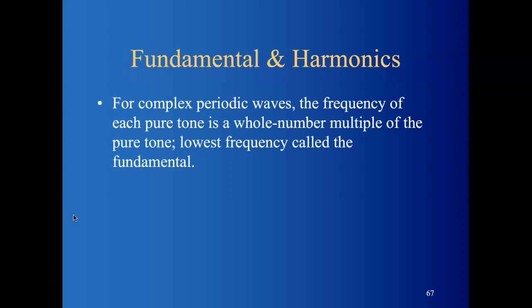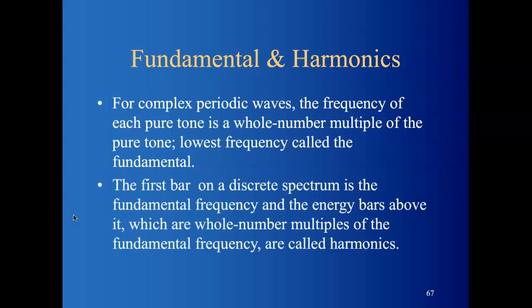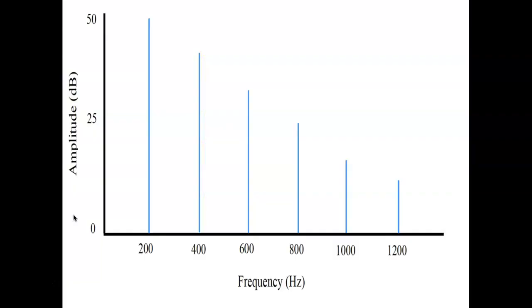So for complex periodic sounds, the frequency of each pure tone is a whole number multiple of the fundamental. The lowest frequency in a signal is called the fundamental frequency, or first harmonic, right? And we talked about this, I believe, on the first day. So the first bar on a discrete spectrum, which I showed you, is the fundamental frequency, and all of the integer multiples of that are the harmonics, or overtones. Sometimes you'll hear them referred to as that.